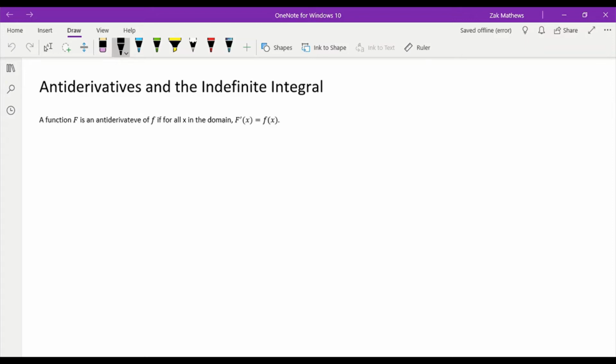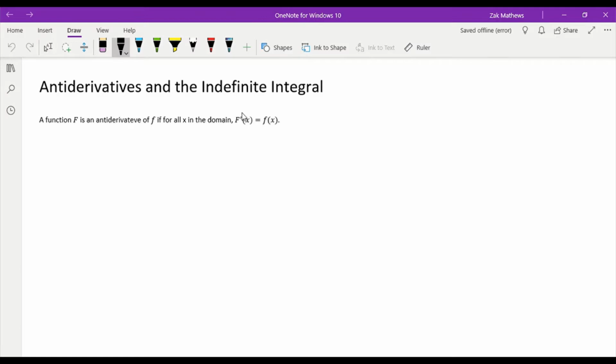Next, we're going to look at antiderivatives and the indefinite integral. We're going to start with the antiderivative. Anti meaning opposite of. And so we're thinking here the opposite of a derivative, and that's an excellent definition of this. But to be a little bit more precise, a function capital F is an antiderivative of lowercase f if for all x in the domain, f prime of the big F is equal to the little f, f of x. So literally undoing that derivative or getting us the opposite of the derivative.